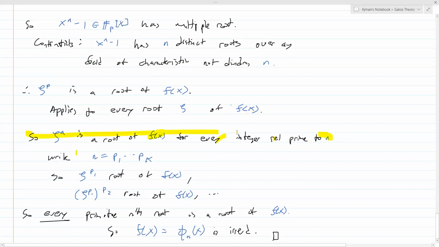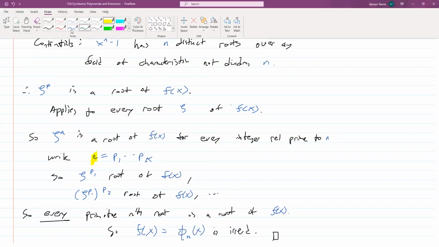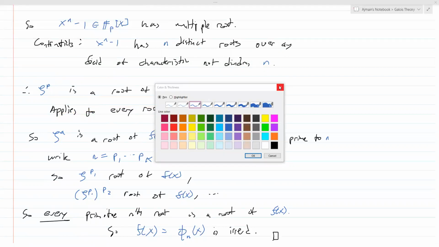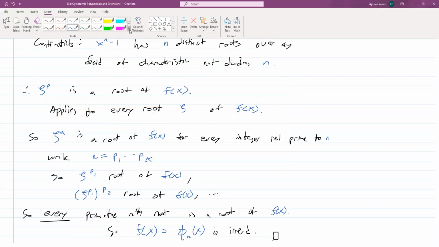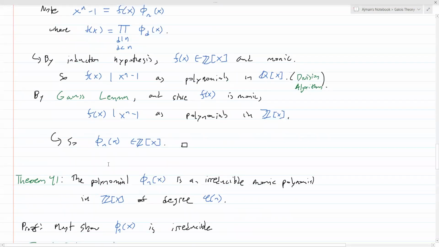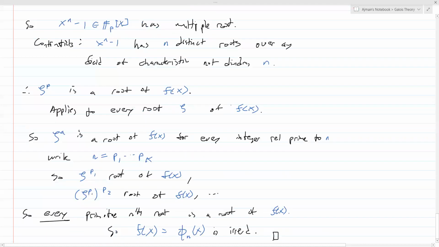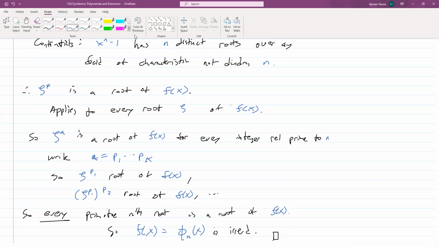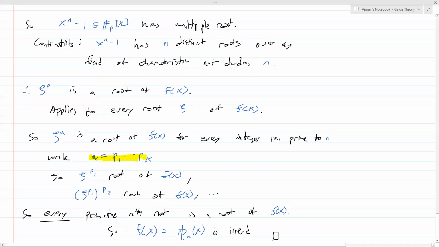So let's see why this sentence is true. So write a, I think this is supposed to be a. Let me get a correction. Right, so this is a. And a has a prime factorization, a product of not necessarily distinct primes.